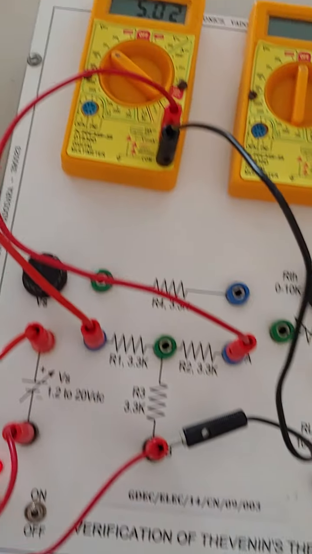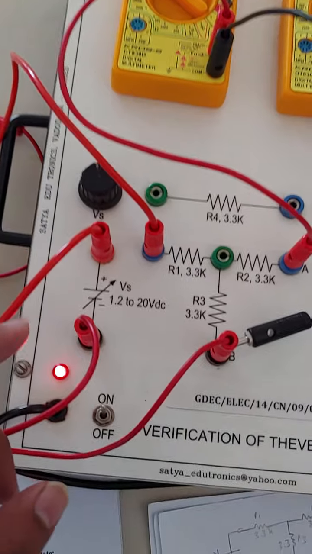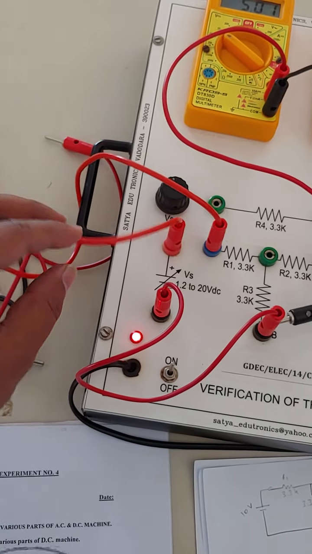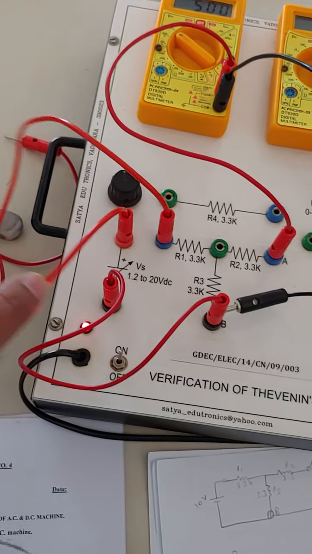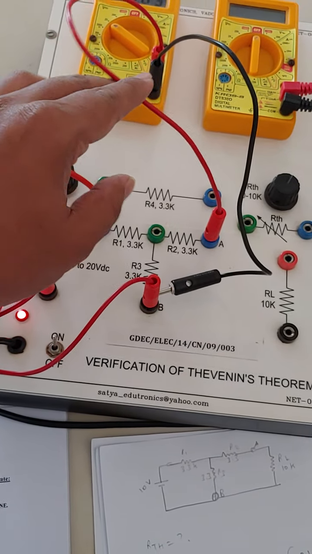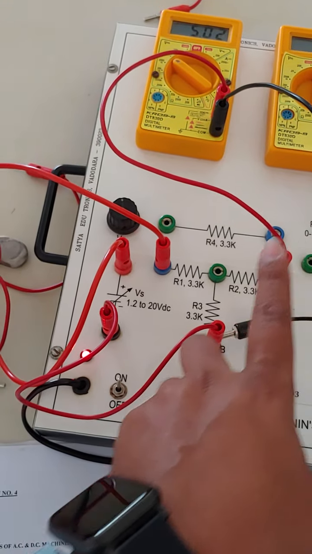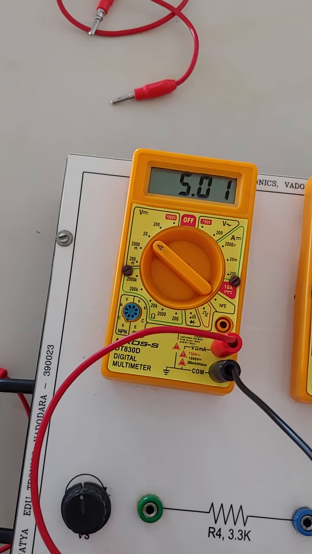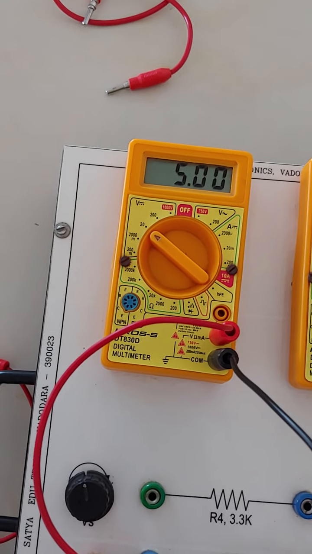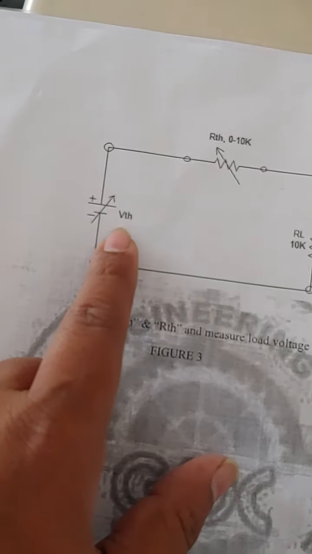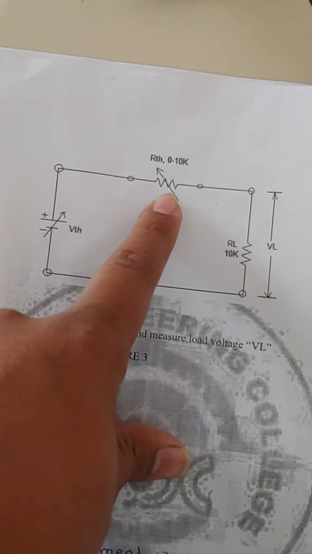See this, the supply is on, this is the connection, and this is shorted. Now we are measuring with the two probes. The voltmeter is connected across these two, which is internally shorted. How much is it reading? 5.0102, so it is exactly the same as the 5 volt. So here we have got the answers for VTH and RTH.